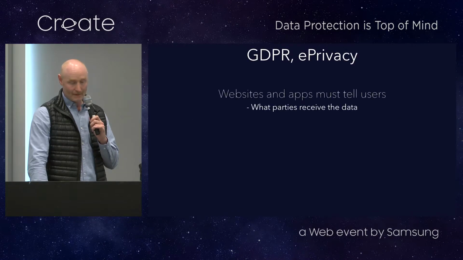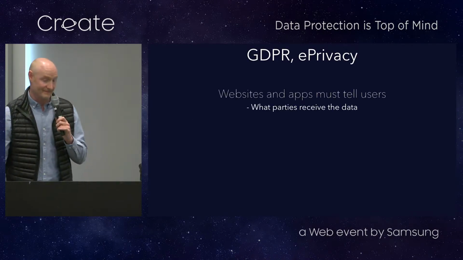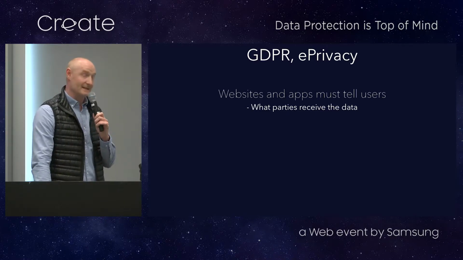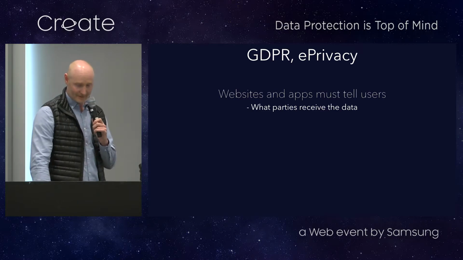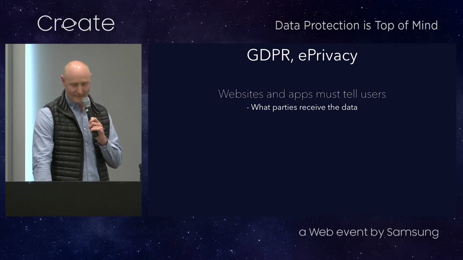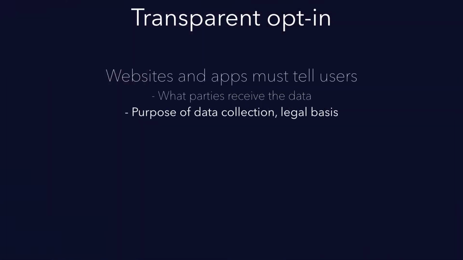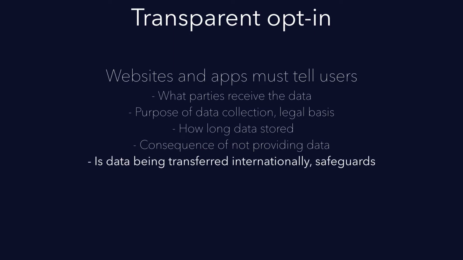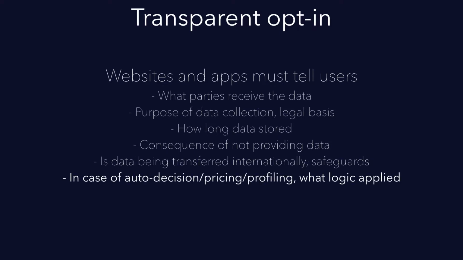So the regulation basically requires websites and apps, and for developers, this is obviously important stuff, especially if you're doing business in the EU, and it's almost inconceivable that you're not if you have a website that's accessible anywhere, or an app that is. You've got to let people know what parties are going to receive the data, the purpose of data collection, how long the data is stored, the consequence of not providing the data. Is data being transferred internationally? And if so, what safeguards are in place? And in case of automated decisions being made based on the collection of data, for example, pricing, profiling, what logic's applied.